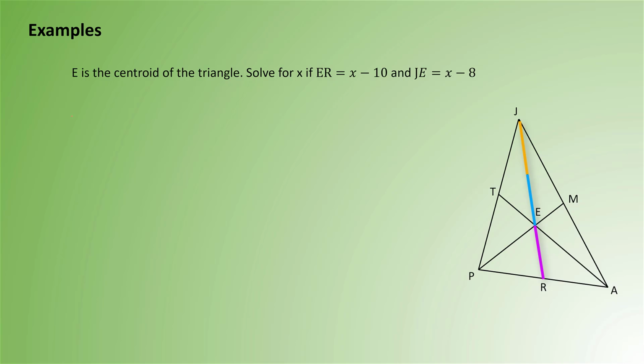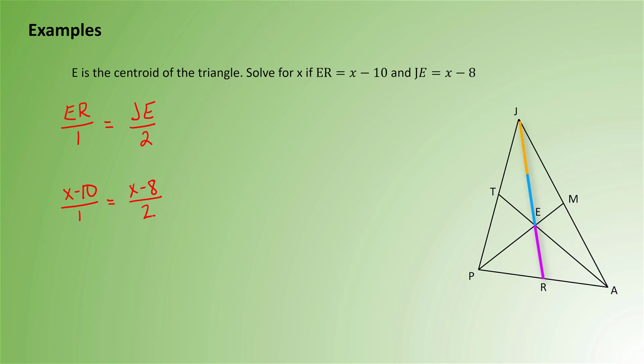Okay, so the two segments are ER and JE. We're going to divide these by the number of colors that make each segment up. ER is one color, just pink, and JE is two, orange and blue. So that gets divided by 2 and set those equal. If you got that, you're ready to go into the algebra. Go ahead and let's plug in our algebraic expressions. ER is x minus 10, still divided by 1, equals JE, x minus 8, and that's divided by 2.